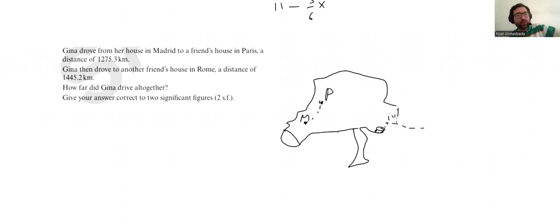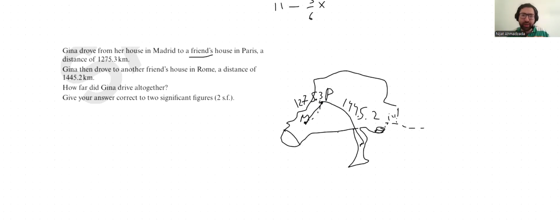Okay. She's going from Madrid to Paris and then Paris to Rome. Roma, Italy. Best place in the world. So Rome has to be somewhere in the middle of Italy. So she goes like this. Madrid to Paris, Paris to Rome. Okay, perfecto. So what is this? Madrid to Paris to her friend's house is 1275.3 kilometers. And Paris to Rome is 1445.2 kilometers. How far did she drive altogether?